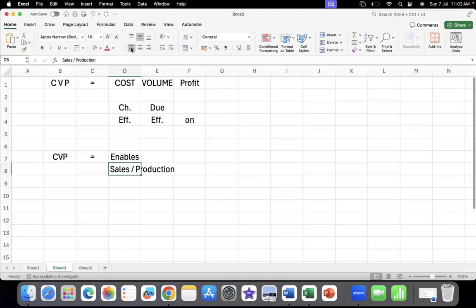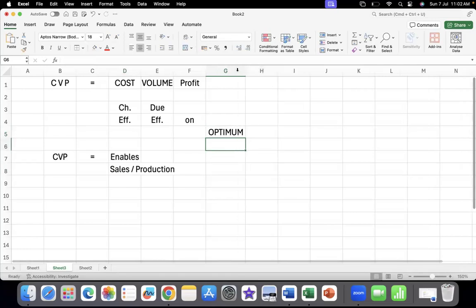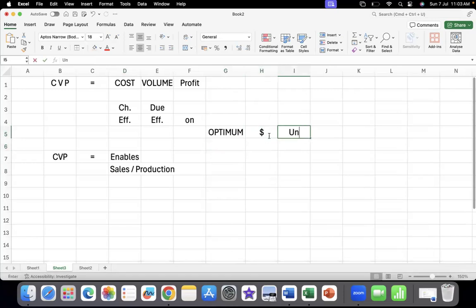You might be familiar with the term optimum capacity. Multiple times in multiple questions or business jargon, they always tell you to be at your optimum capacity. So what do you mean? How do you define optimum? What is the number for it, either in value or in units? What exactly is the number? That number is basically defined by CVP analysis.